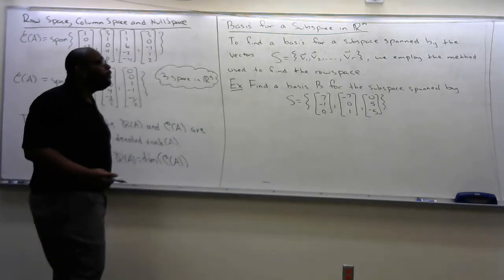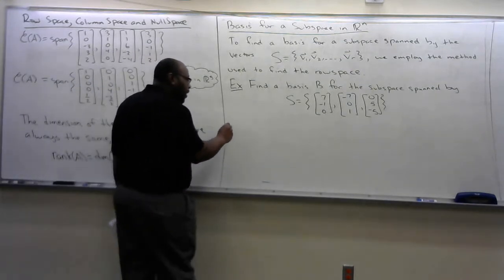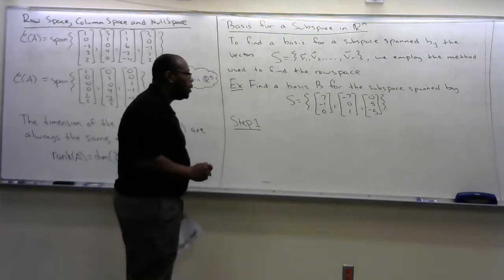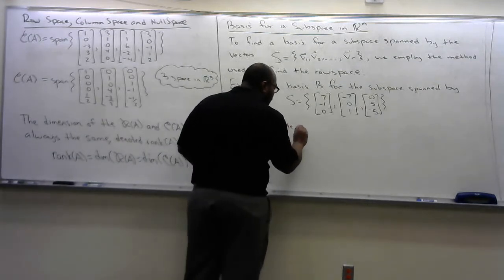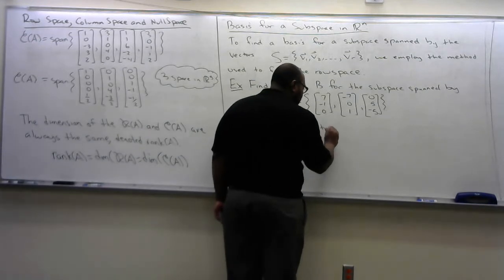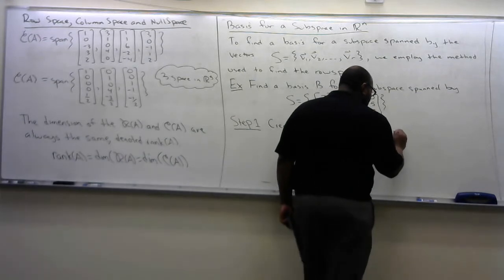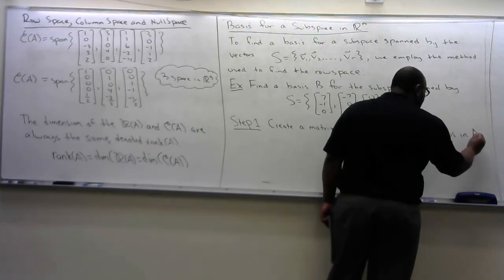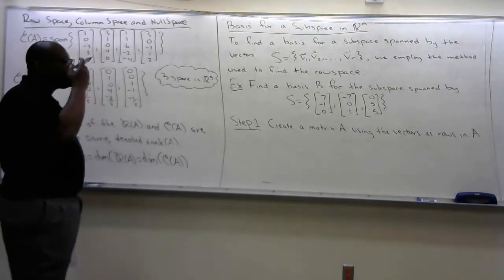So how do we find a basis for this? Well, we have these 2 steps to be able to find a basis. Step 1. I want to create a matrix A using the vectors as rows in A. So we're going to create a matrix A using the vectors as rows in A.